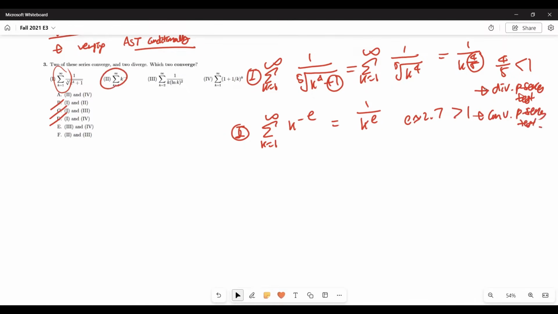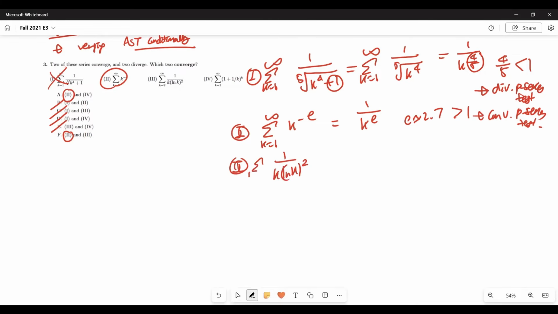So 2 is right. I circled it. Oh, I circled 1. I shouldn't have. So it's going to be either A or F, so it's not going to be E. Okay, let's try the third one, 1 over k ln k squared.